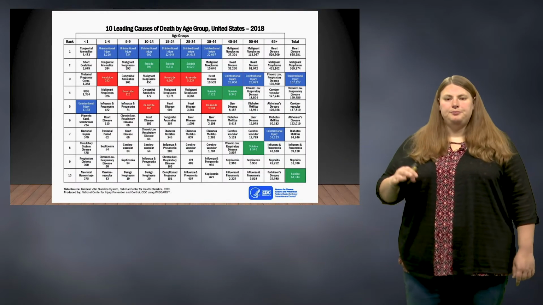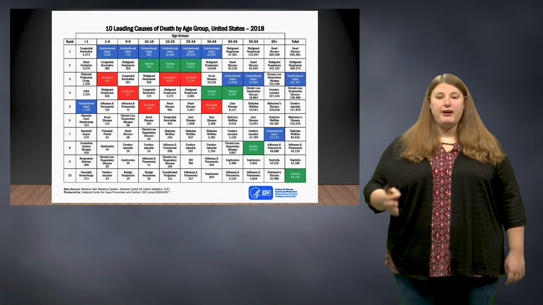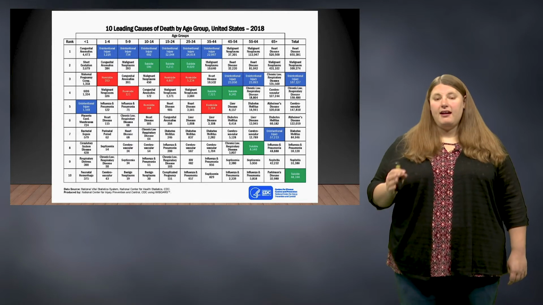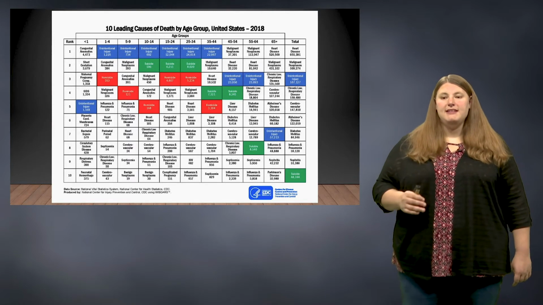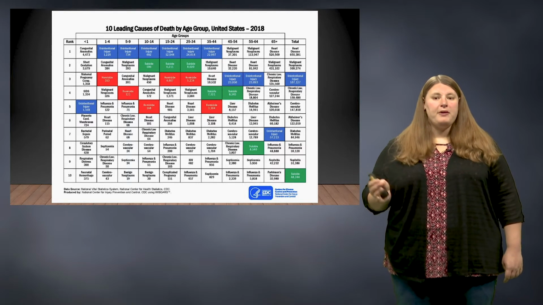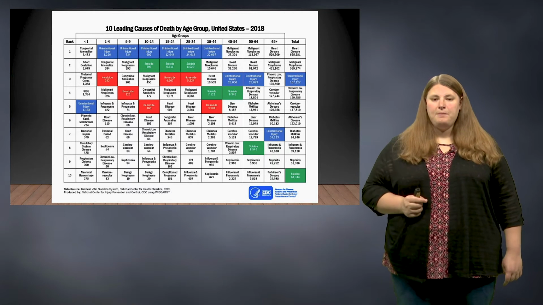For example, here's a chart showing the 10 leading causes of death for different age groups from the CDC. The bright red boxes indicate homicide, showing that the third leading cause of death in 2018 for persons 1 through 4, 15 to 24, and 25 to 34 was homicide.